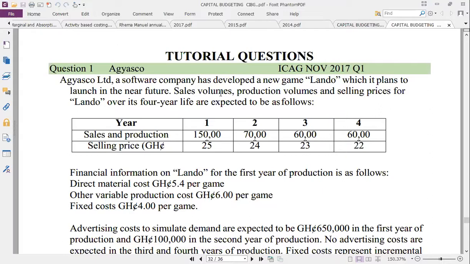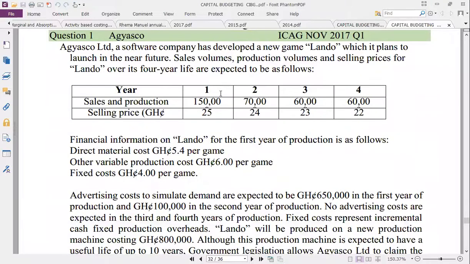Advertising costs to stimulate demand are expected to be 650,000 in the first year of production and 100,000 in the second year of production. No advertising costs are expected in the third and fourth years of production. Fixed costs represent incremental cash fixed production overheads.